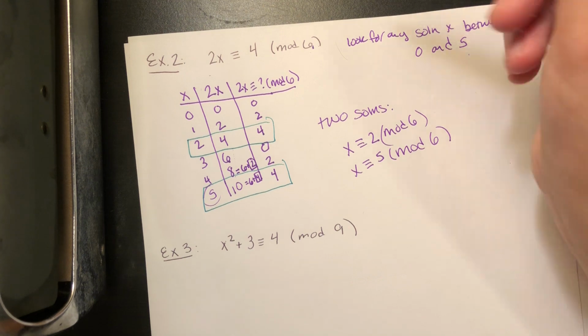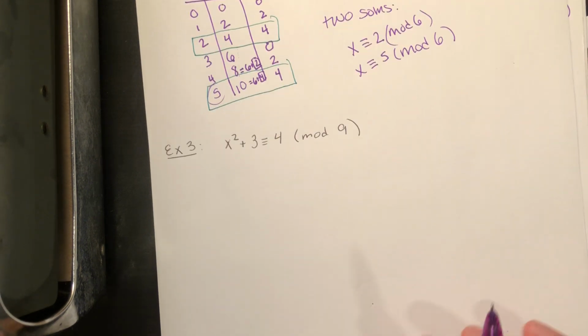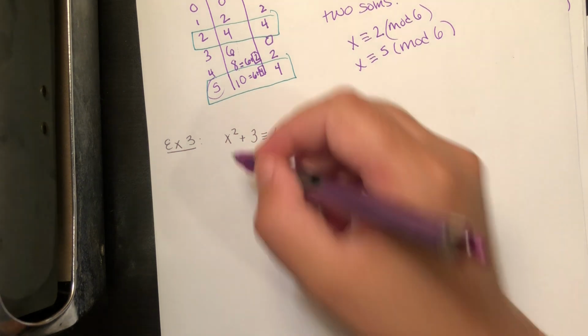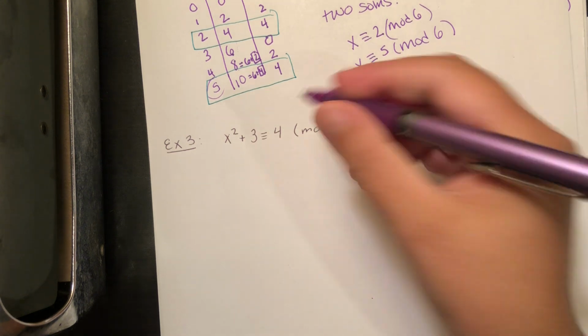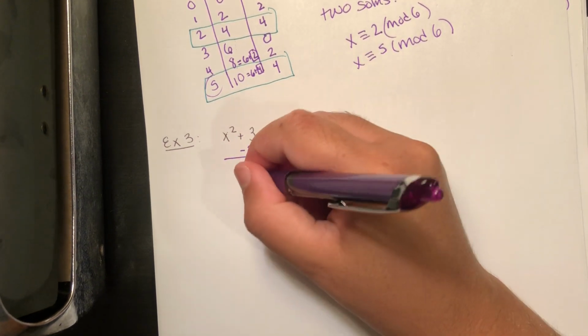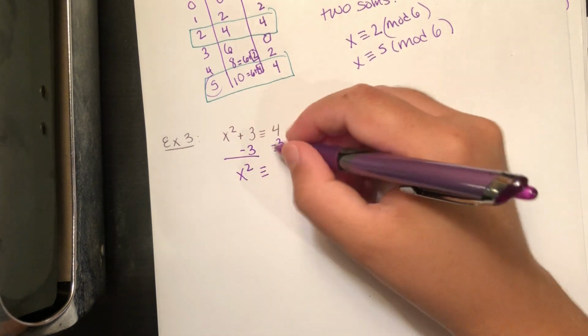All right, cool. One more example. Let's try to solve for x squared plus 3 is congruent to 4 mod 9. Well, let's start by trying to get the x term by itself. I'm going to get rid of this 3 by subtracting 3. Remember, addition and subtraction is okay when you're working with congruences.